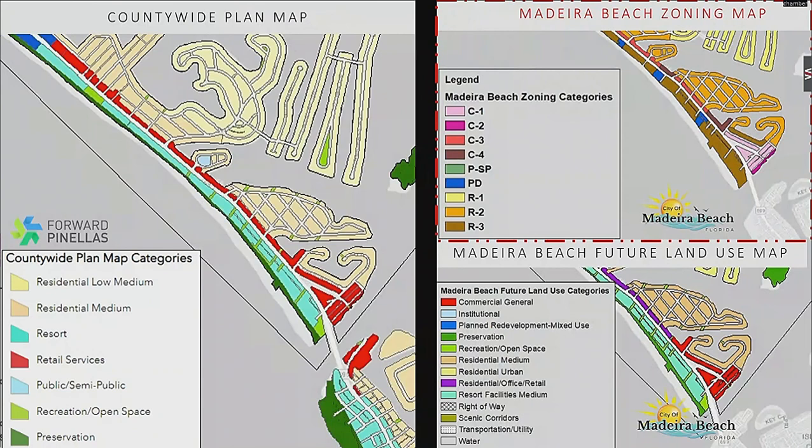Here are all three maps. You can see the countywide plan map and the future land use map through our comprehensive plan. They look very similar. And then in the top right corner is the zoning map. It looks a little different, but those are all of our zoning districts, and that's what we're focusing on through this workshop.